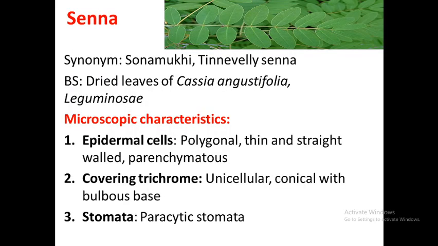Then next, the senna, which is also known as Tinnevelly senna or Sonamukhi. These are the dried leaves of Cassia angustifolia belonging to family Leguminosae. It shows the epidermal cells which are polygonal in nature with thin and straight wall parenchymatous cells. The covering trichomes are unicellular, conical with bulbous base. So the base of this unicellular covering trichome is bulbous and the end is conical. The stomata, which is most important, is the paracytic or rubiaceous stomata in senna.